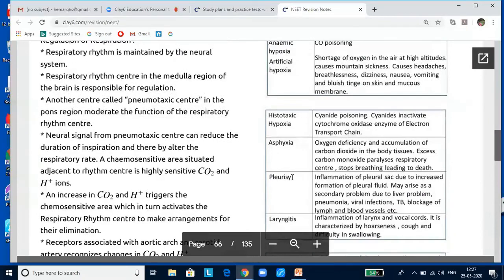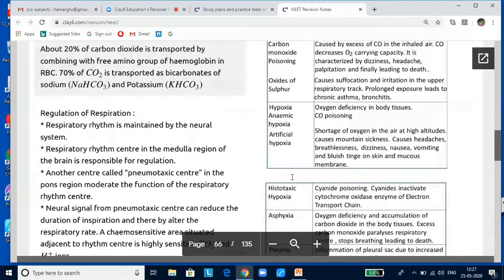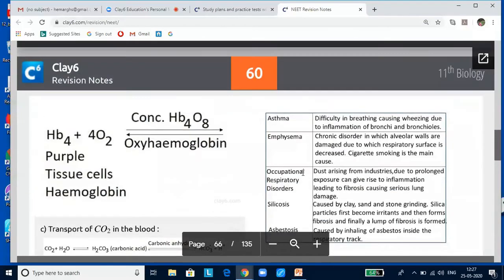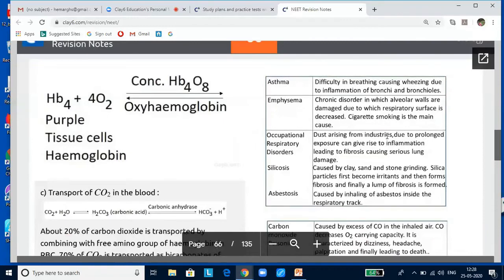Now let us look into the disorders of the respiratory system. We are going slightly above the text, looking into the kind of questions that are being asked in the exam. One is asthma, difficulty in breathing causing wheezing due to inflammation of bronchi and bronchioles. Emphysema is a chronic disorder in which alveolar walls are damaged, due to which the respiratory surface is decreased, and as a result the gaseous exchange will not take place efficiently. Cigarette smoking is the main cause because the tobacco will go and block the alveolus.